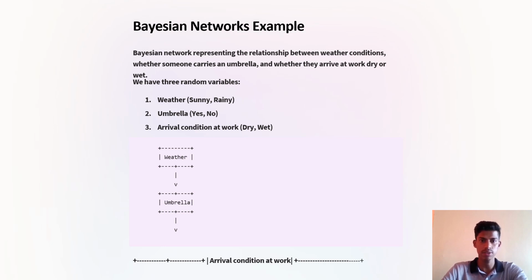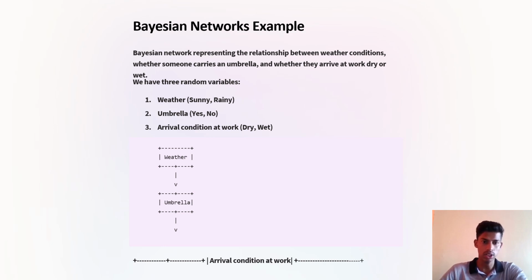Bayesian network example representing the relationship between weather conditions, whether someone carries an umbrella, and whether they arrive at work dry or wet. So by taking three random variables such as weather, umbrella, and the arrival condition at work. Let us take a person who is going out, and whether the weather is sunny or rainy, and whether he is taking an umbrella or not, and whether he is reaching the workplace dry or wet.